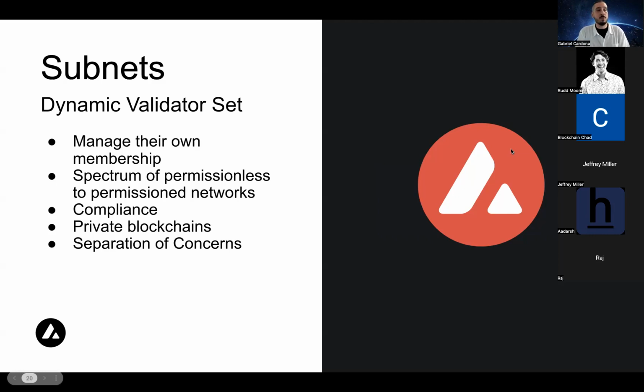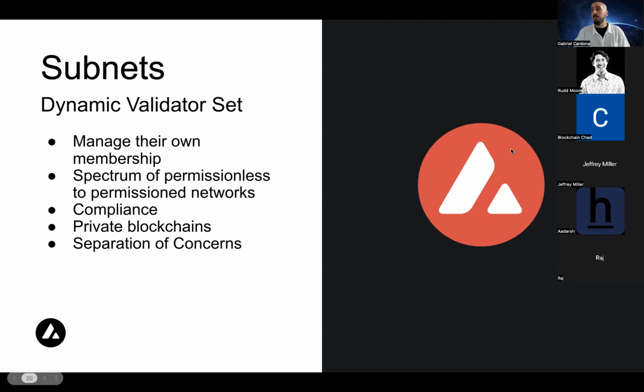There's also separation of concerns. So in a rich and heterogeneous network of blockchains, some validators will not want to validate certain blockchains because they simply have no interest in those blockchains. That's totally legit. So the subnet model allows validators to only concern themselves with blockchains that they care about, and this reduces the burden on validators.